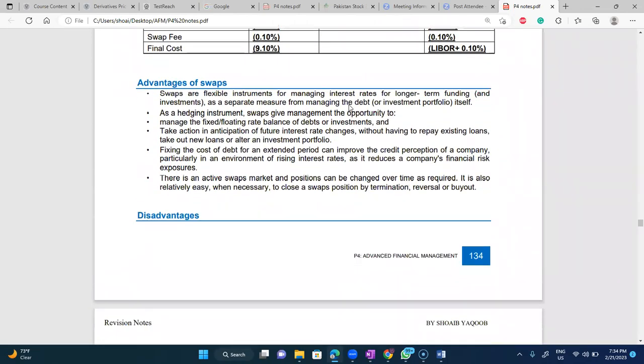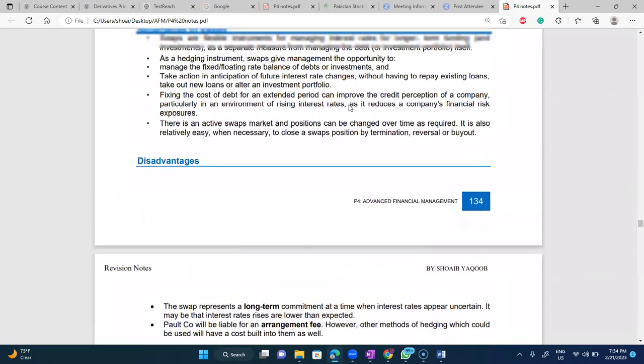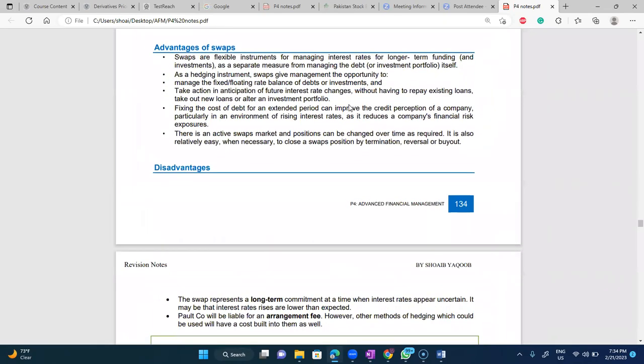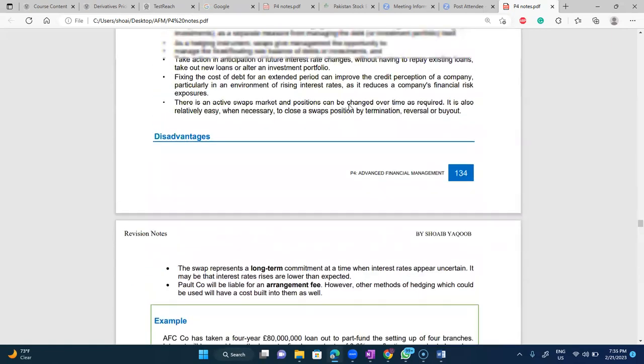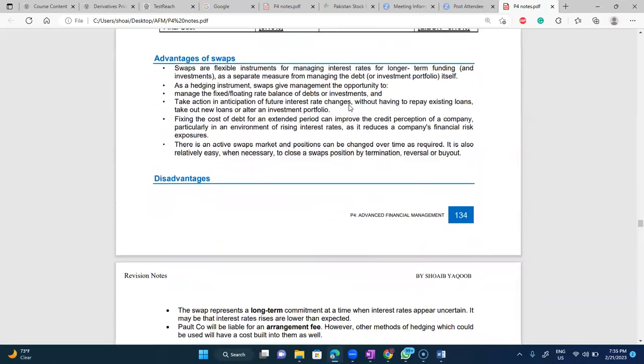examiner is advantages of swap and disadvantages of swap. This is the most favorable topic of our examiner. He always asks the advantages and disadvantages of swaps. This is the most favorable topic. So you should know this theory. You should learn it at least. So do remember, let me read it.